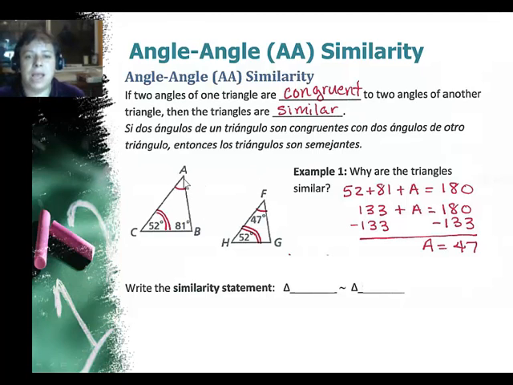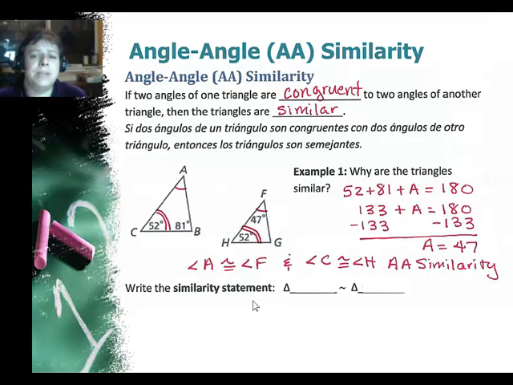Therefore, since I know that angle A and angle F are congruent, they're both 47. Angle C and angle H are congruent, they're both 52. I actually only need to show two angles because the third angle comes naturally. And therefore I have angle-angle similarity. When I ask for a similarity statement, that's a lot like having a congruent statement, except I use the similarity symbol. So in this instance, I have triangle ABC is similar to triangle FGH.